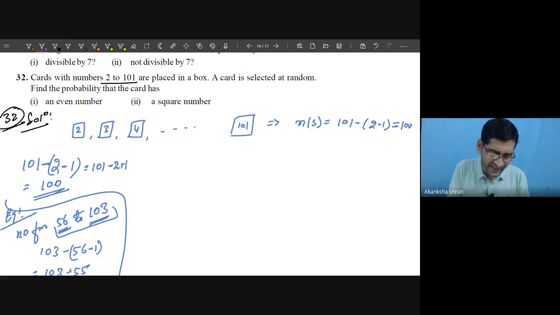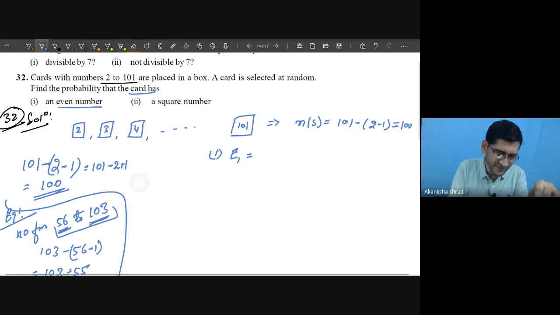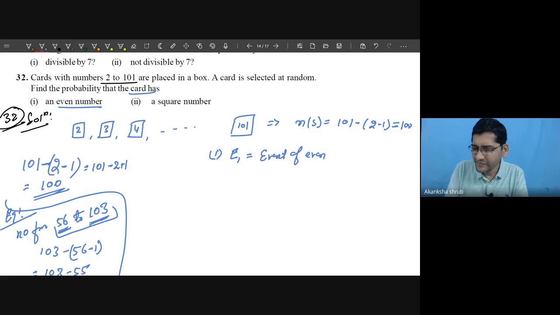The card is selected at random. Find the probability that the card has an even number. How many even numbers are there? So students, for the first one, event of even number. From where to where? Either from 2 to 101. From this limit to this limit we have to count all the even numbers.